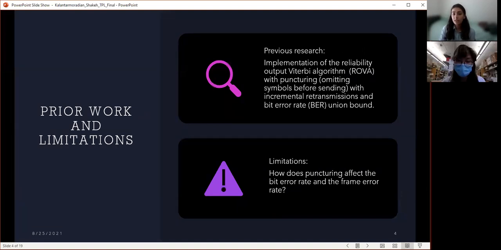Previous literature has implemented the reliability output Viterbi algorithm, ROVA, with puncturing, which is the deletion of symbols before sending. And they did that to improve efficiency with incremental retransmissions and bit error rate union bound. What we would like to explore and add on to the previous work is to find how puncturing affects the bit error rate and frame error rate.